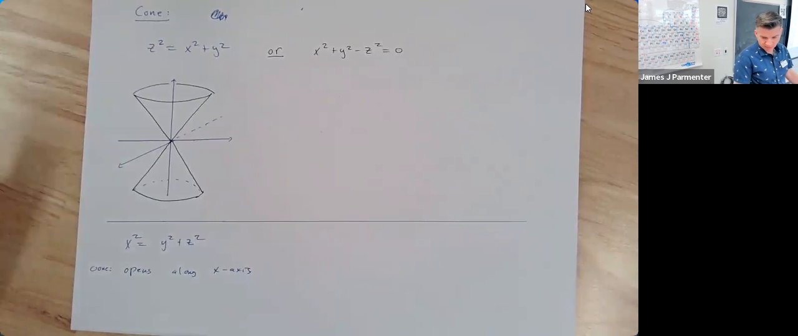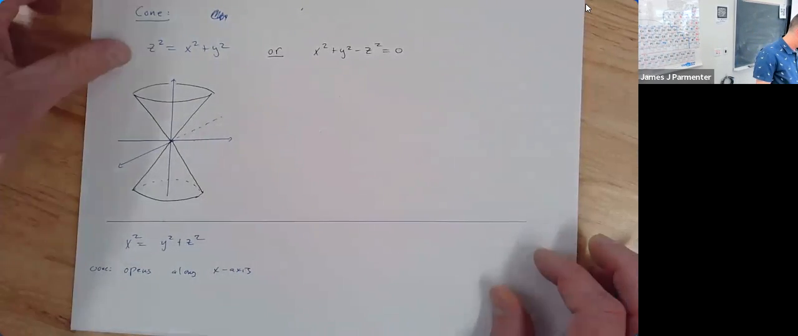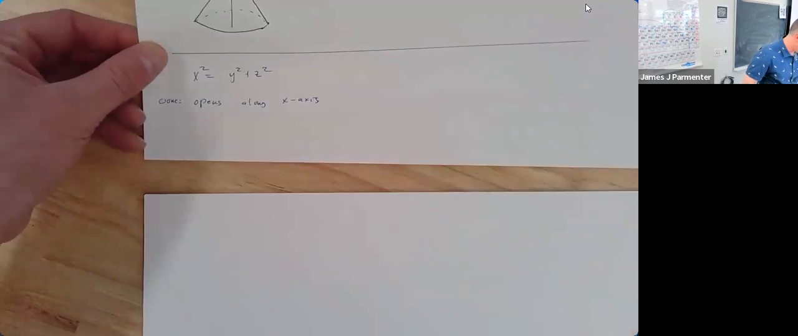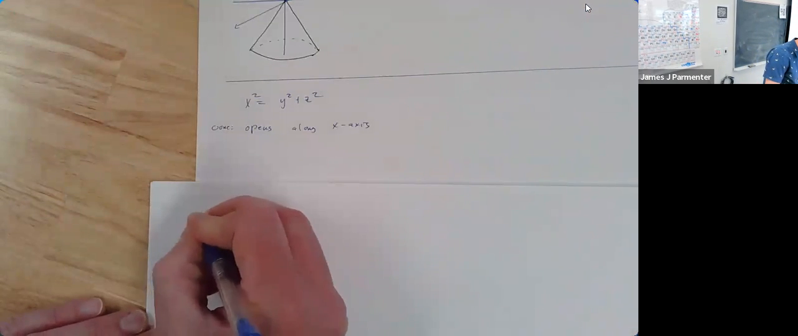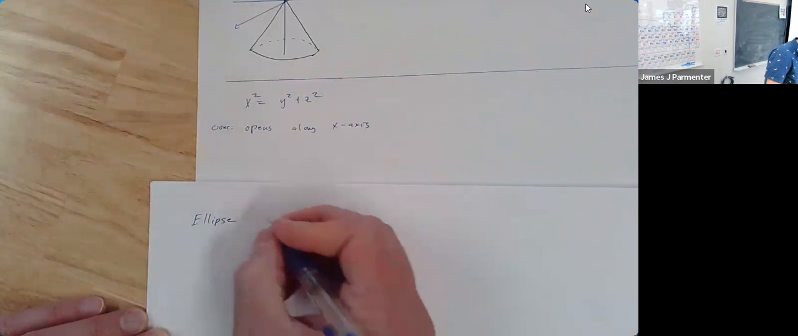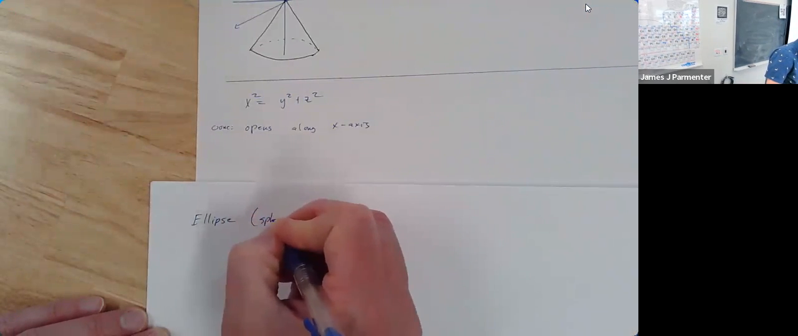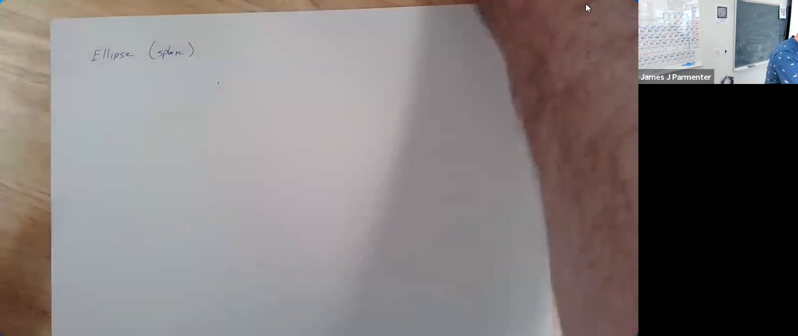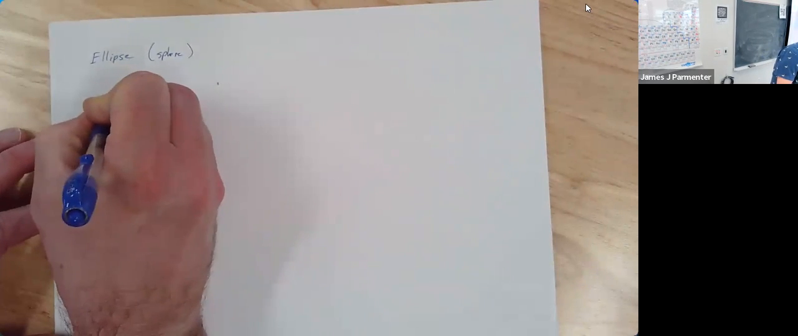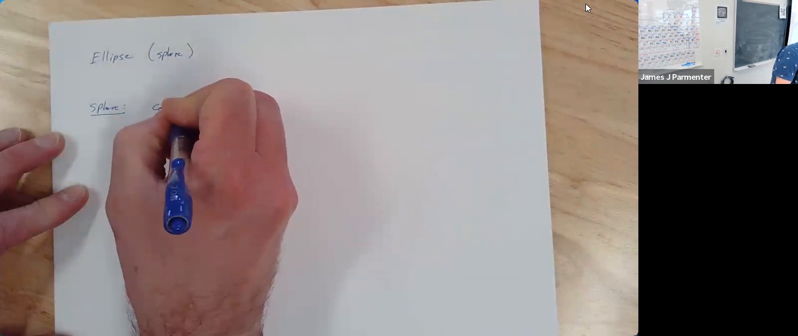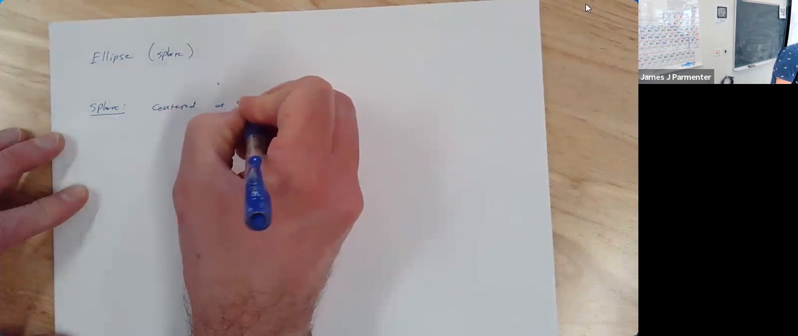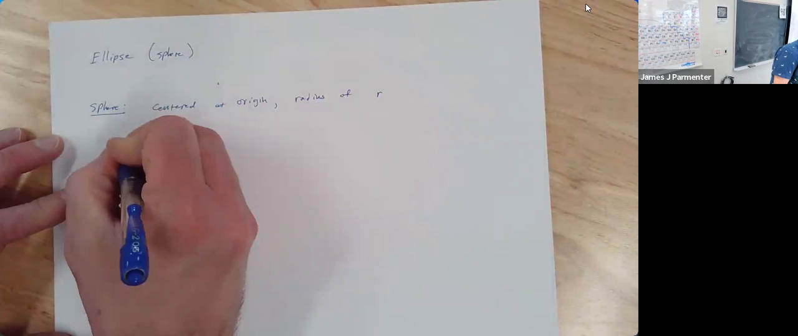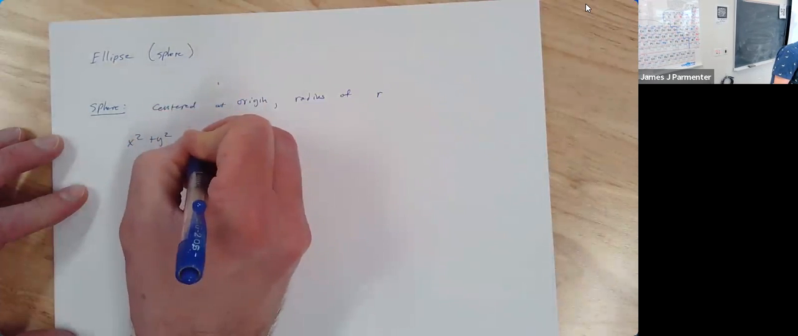Let's talk about the few left. The other one you've already done, but I am going to be specific with it, is the ellipsoid. You know the sphere, and the ellipsoid is just the more general version. So here's an equation of a sphere, center at the origin, with a radius of r: x squared plus y squared plus z squared equal to r squared.